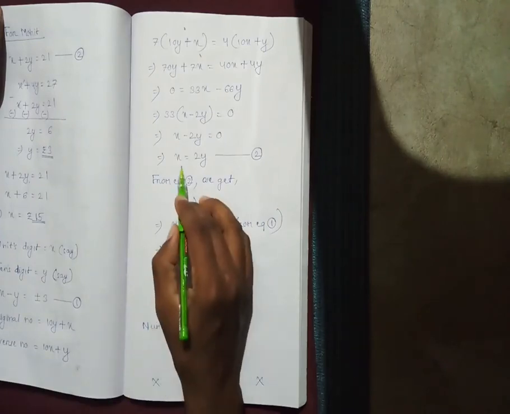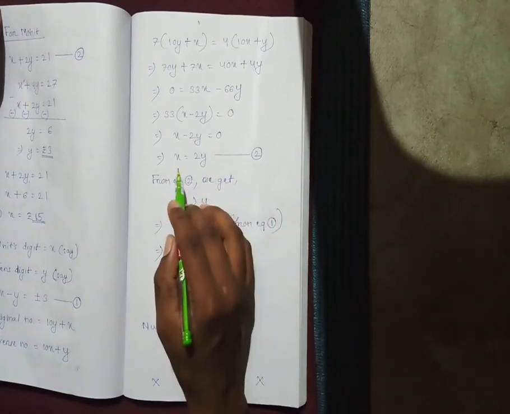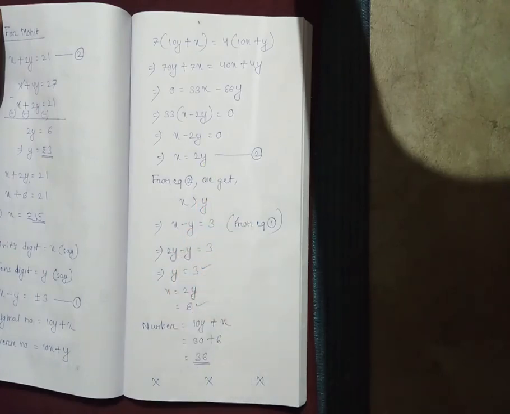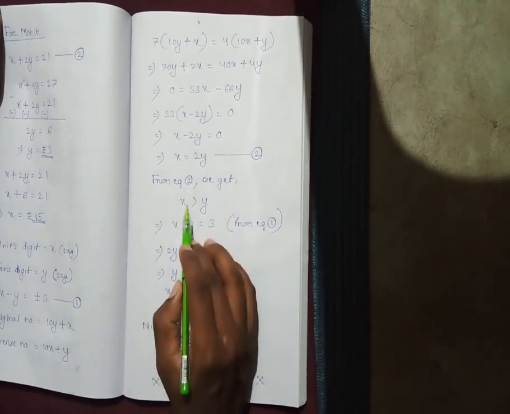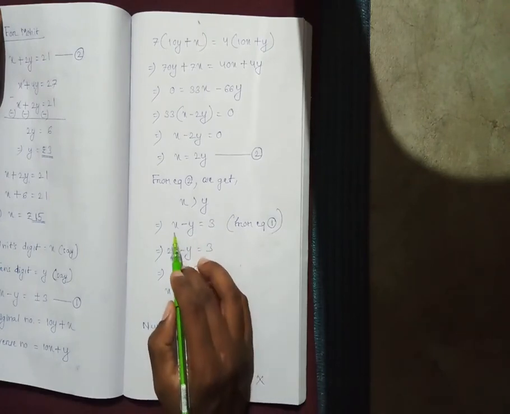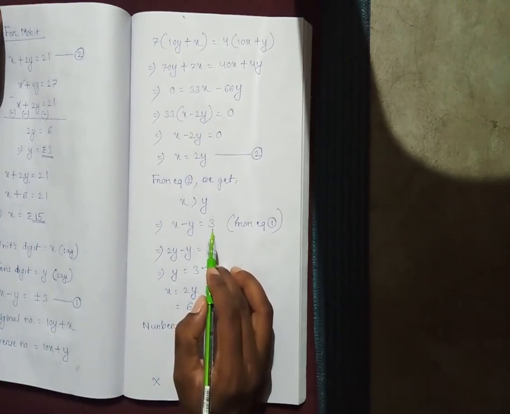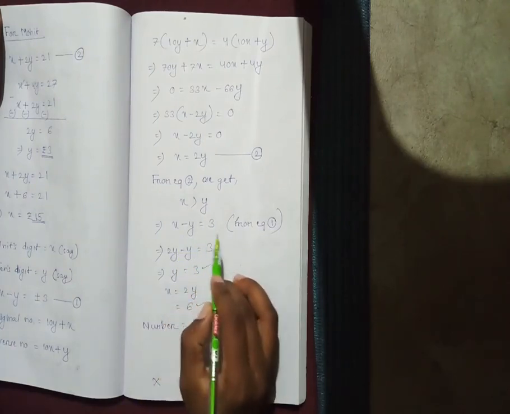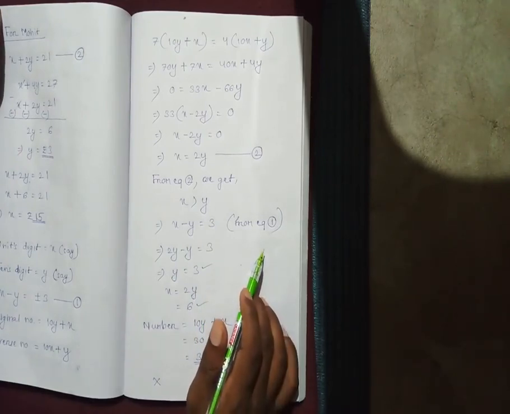So x equal to 2y means x is double of y. Try to understand. x equal to 2y means x is double of y. That means definitely x is greater than y. So as you can see, I have written from equation 2 we get x is greater than y. If x is greater than y, then definitely x minus y will be only plus 3. So minus 3 is neglected, because it is not possible.